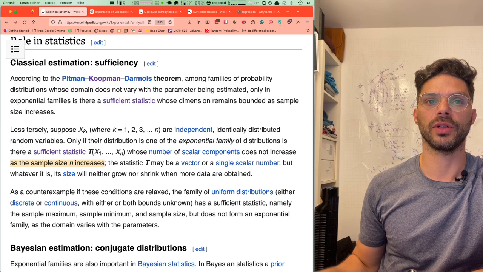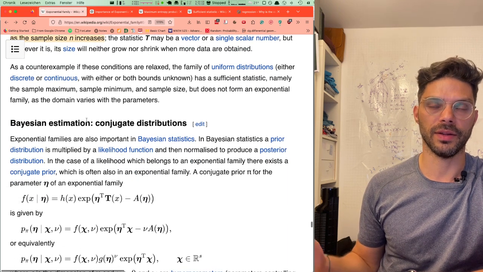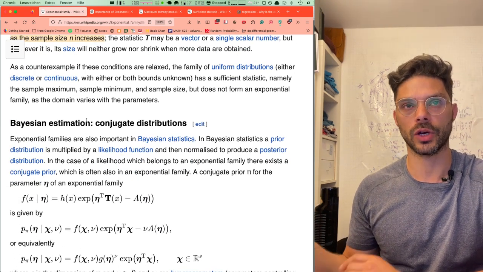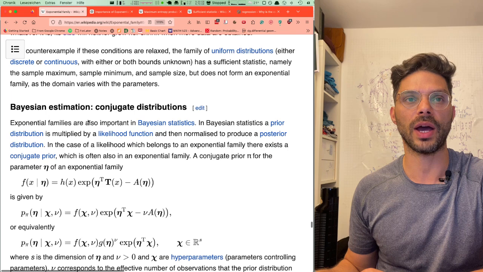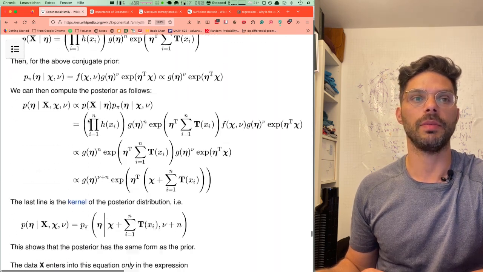So that's really cool. We already talked about conjugate priors. We'll talk about it also in the chapter, so let's just skip this bit.